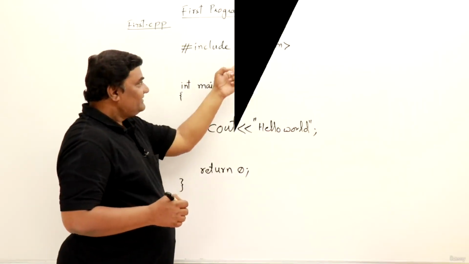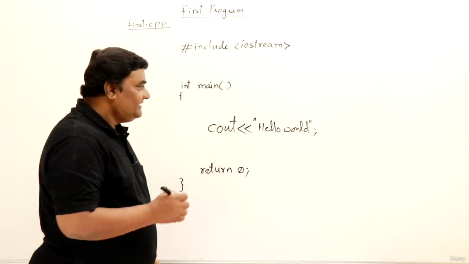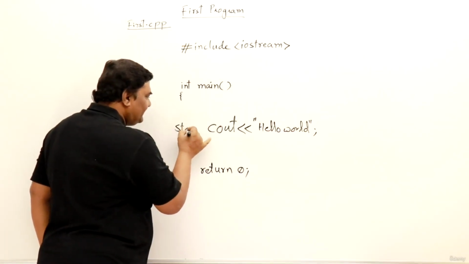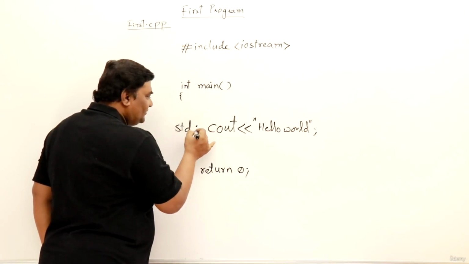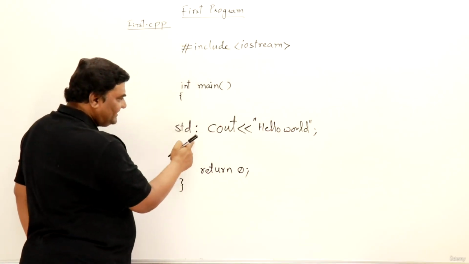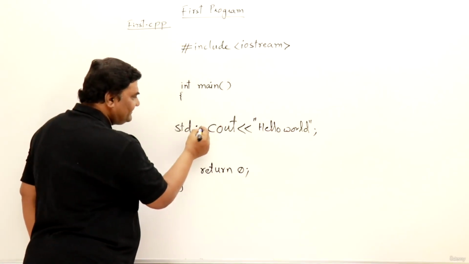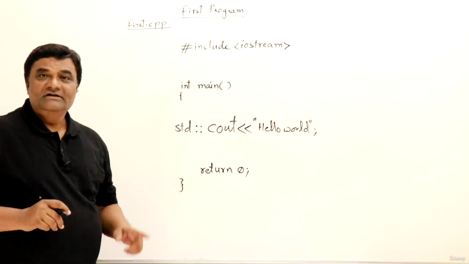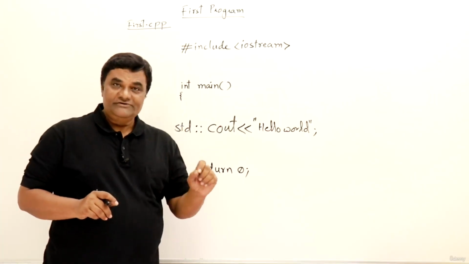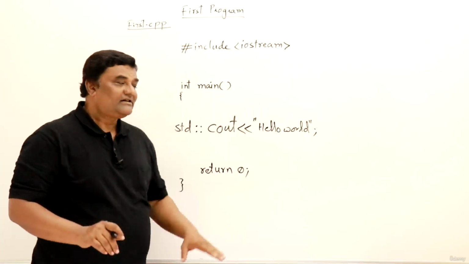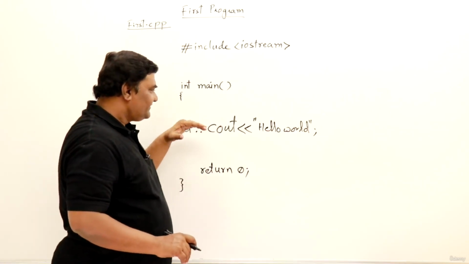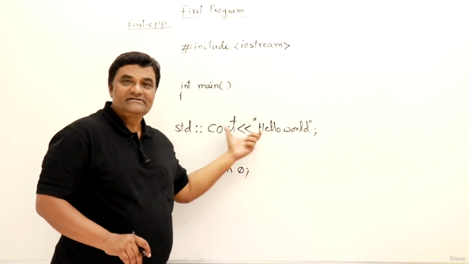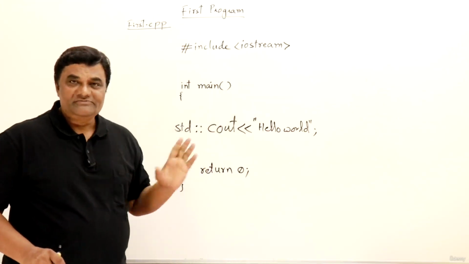This cout, as it is present there, we cannot use directly. We have to write the namespace. So I have to write std double colon. You will find this symbol on the keyboard; you hit it two times. Colon and colon, that is double colon. This is called scope resolution. So the correct method is to write std, scope resolution, then cout and whatever you want to give. This is how we use the cout object.